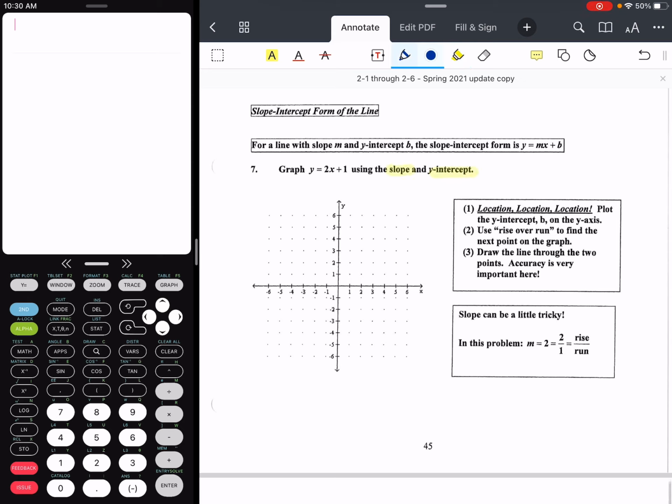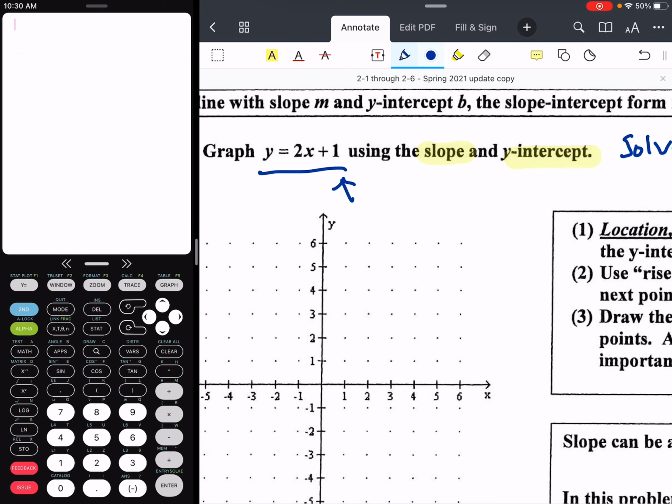In this case, if my equation weren't already solved for y, I would want to make sure I solve for y first. So anytime you're asked to do something using the slope and the y-intercept, you can get that by solving your equation for y first. In this case, it's already in slope-intercept form, so I'm good to go. So y equals 2x plus 1. That plus 1 gives me my y-intercept.